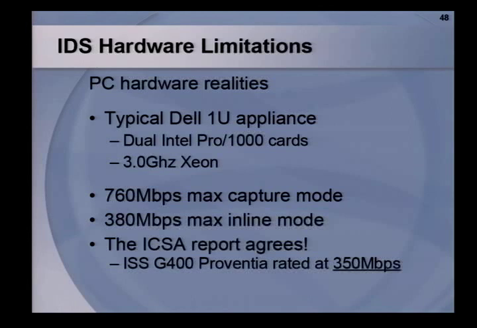If you're in inline mode, you only get half of that, because the packet has to come in one side and go back out the other side. So you only get 380 megabits per second max.